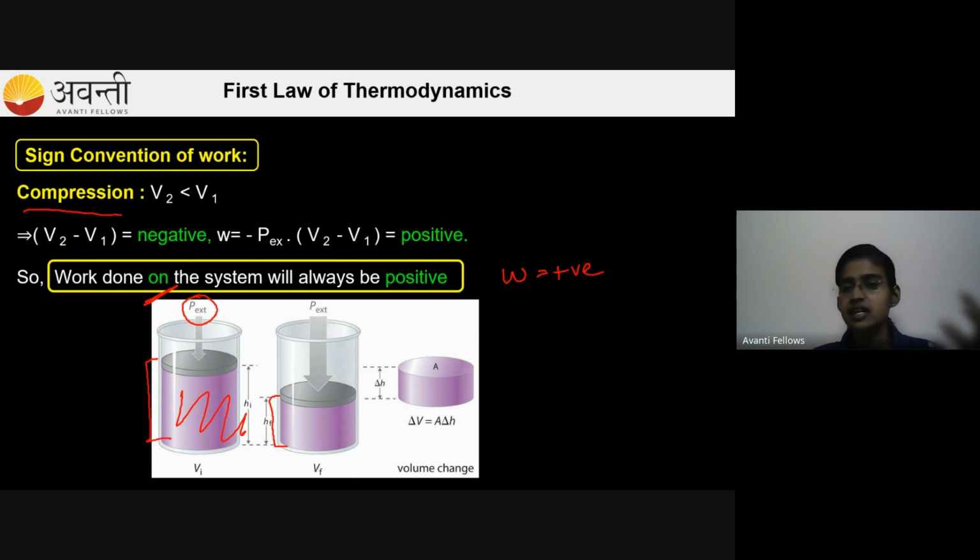Gas is getting compressed. Initial volume V1 is greater than the final volume V2. Okay, it leads to the compression of the system.